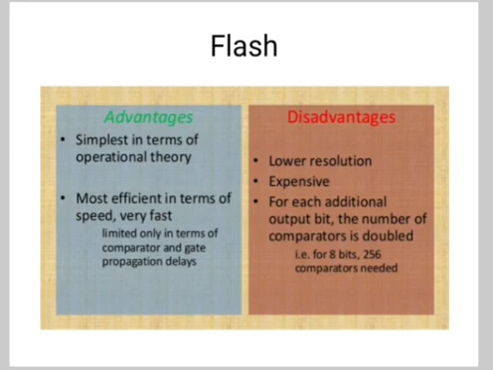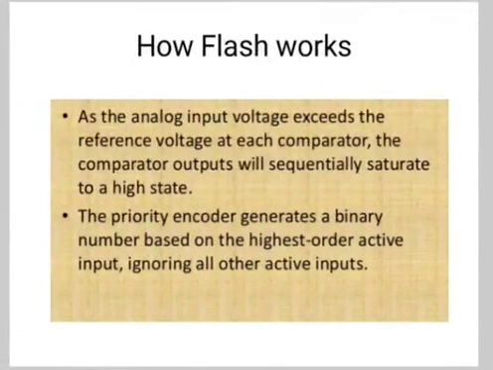So what is the function of the encoder? The encoder circuit is used to convert the thermometer code obtained from the comparator stage into a binary code, and it is designed properly to handle the comparator metastability and bubble errors in the thermometer code.